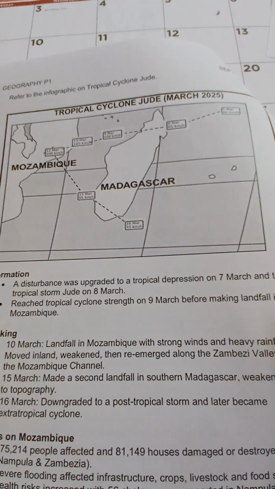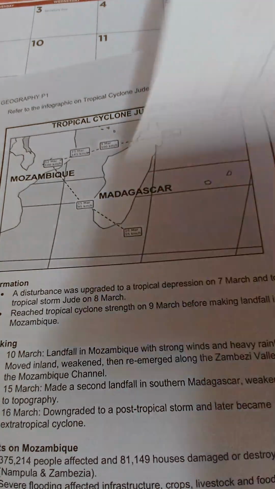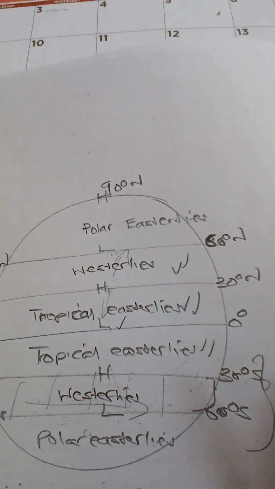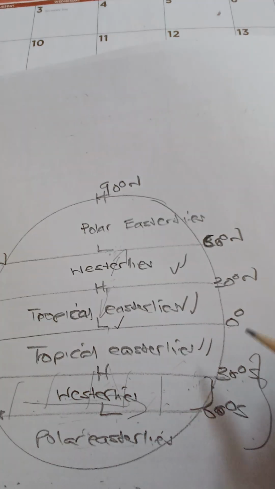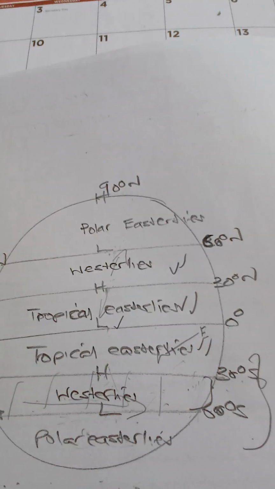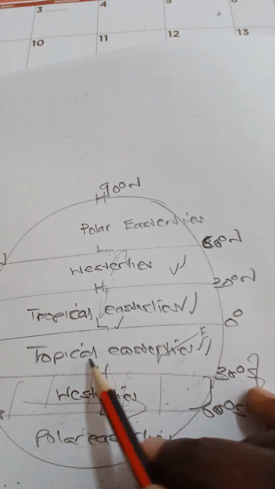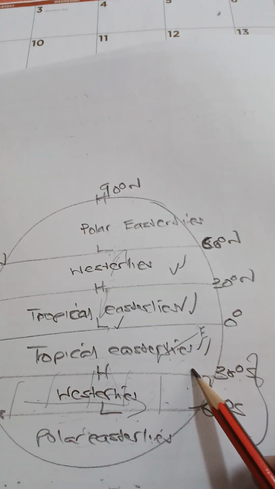Okay, let's go through the question. This is the movement of the tropical cyclone, of course. When you talk about the tropical cyclone, it is between 0 to 30 degrees south, which means it moves from east to west. It's driven by the easterlies. This is where we have got our tropical easterlies. I'm talking about a tropical cyclone in the southern hemisphere.